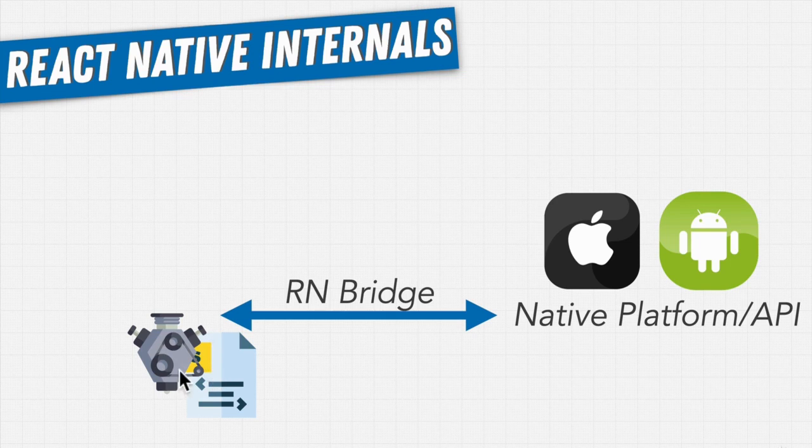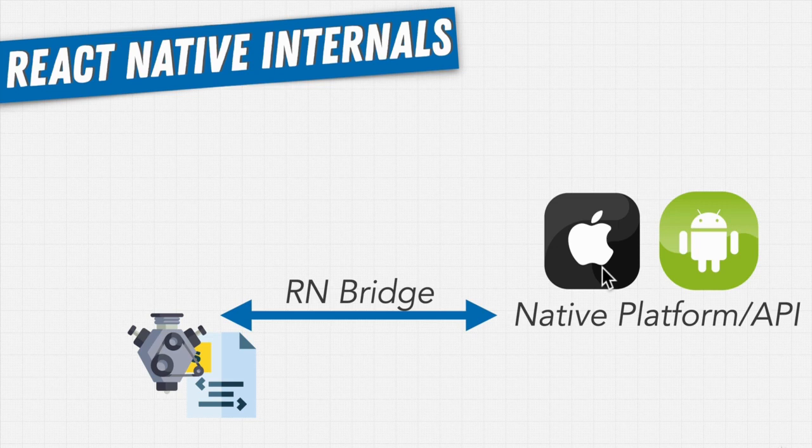So if in our JavaScript file we say, hey, do this because the user just pressed this button, then this React Native Bridge is going to say, oh, in JavaScript, this person said do this. Then it's going to talk to the native platform and say, hey, the user wants to perform this.